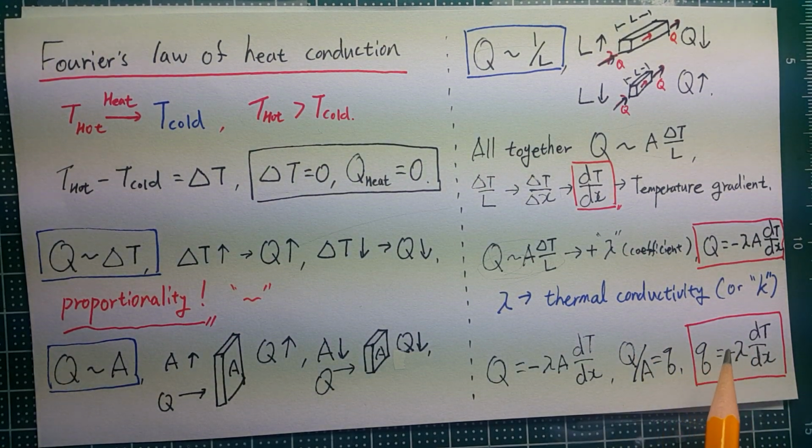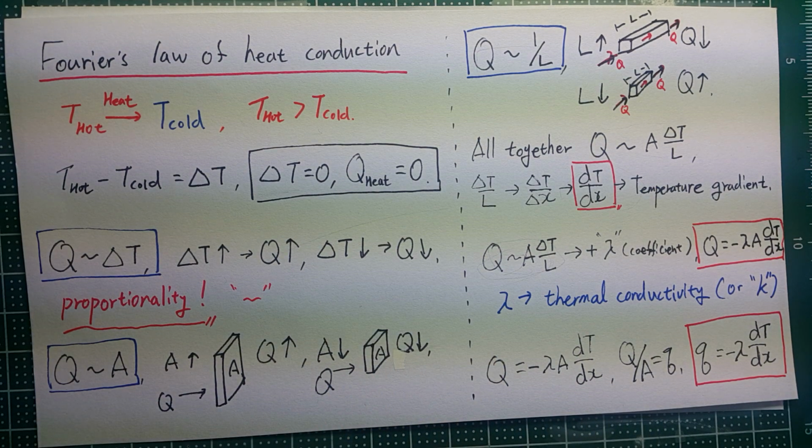The negative sign in front of the thermal conductivity is necessary since the heat flows in the direction of negative temperature gradient. I mean, heat always flows from high temperature to low temperature. And again, if there is no temperature difference, there will be no heat transfer.